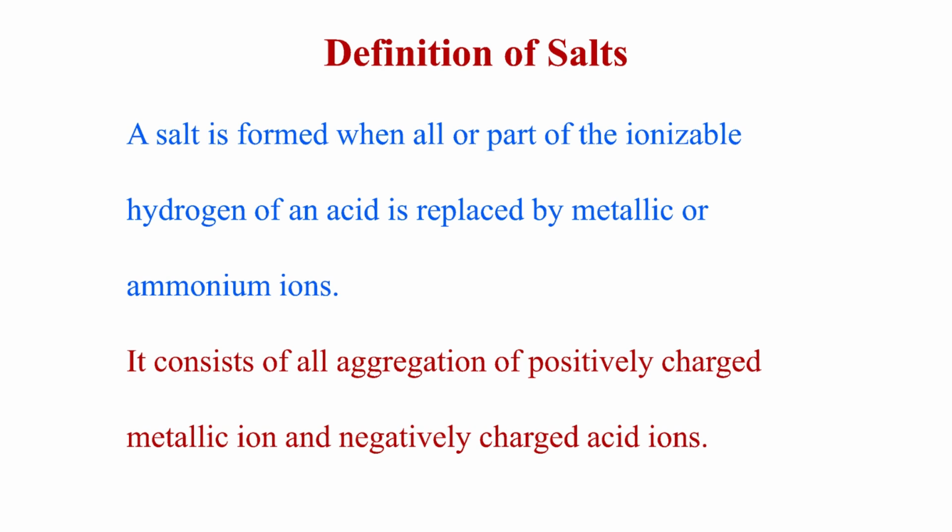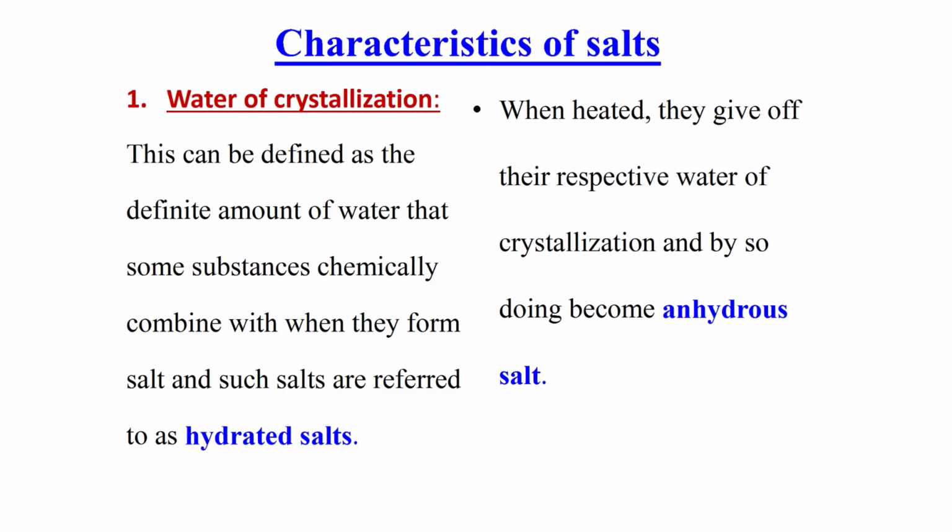A salt is formed when all or part of the ionizable hydrogen of an acid is replaced by metallic or ammonium ions. It consists of an aggregation of positively charged metallic ions and negatively charged acid ions. Next, we explore the characteristics of salts.